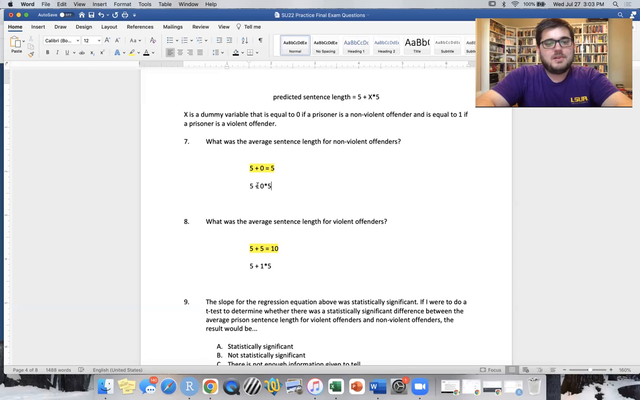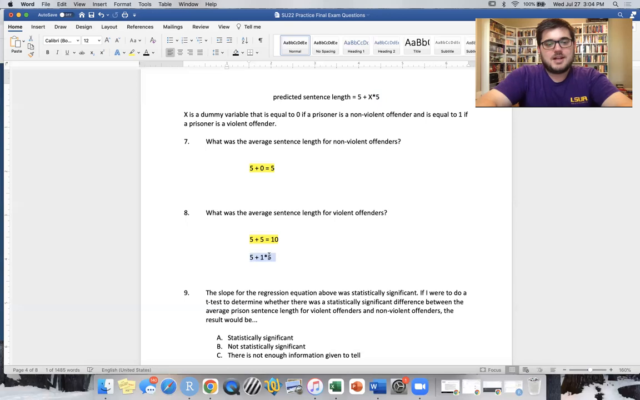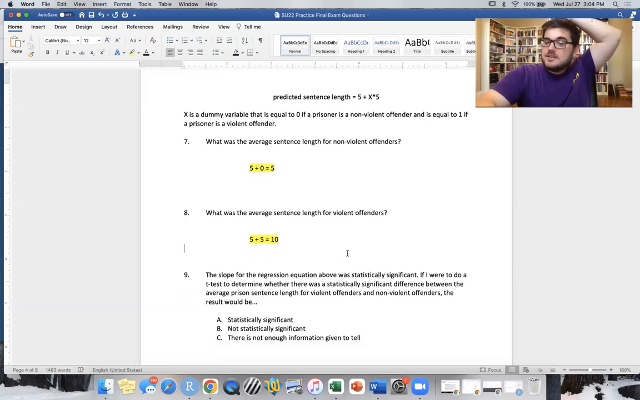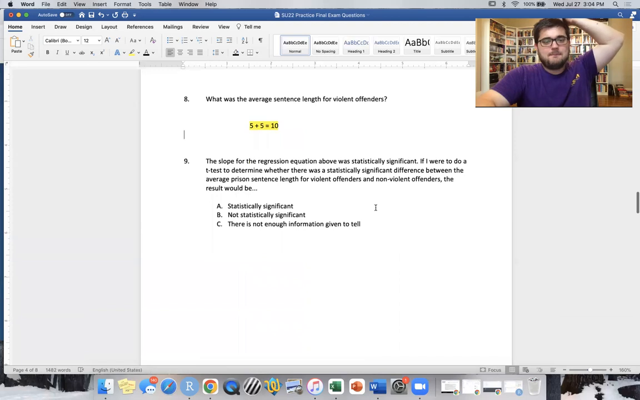So they'll do 5 plus 0 times 5. That would equal 25, which is wrong. Some people do 5 plus 1 equals 6 times 5, which is 30, and that's wrong. Remember, order of operations, do the multiplication first and then the addition. You multiply the dummy code by the coefficient first and then add it to the intercept. I've seen a lot of people make that mistake because they're rusty on math. Don't be one of those people.